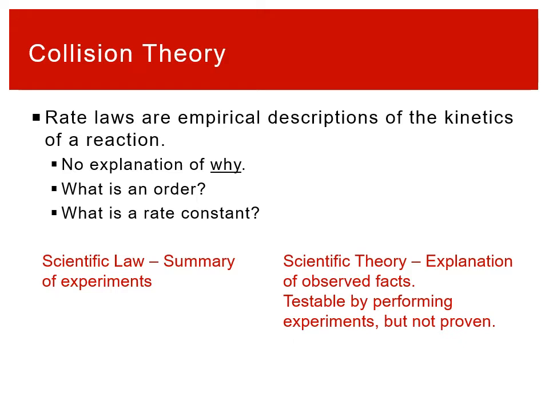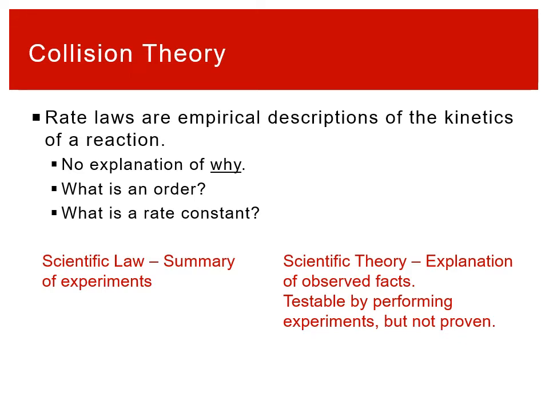You do some experimental results and then you figure out what the order is. This is just what the order is, but there's no indication of why. We have orders. Why are there orders? What is an order? What is a rate constant? What do these numbers mean? Everything we've done so far, we've just said, this is what they are.